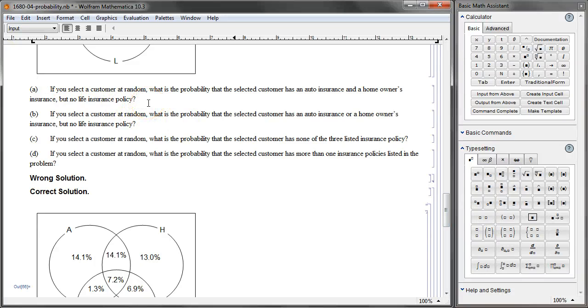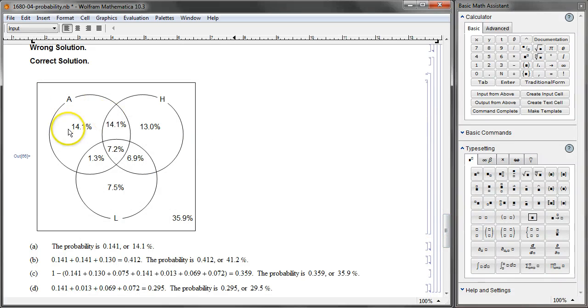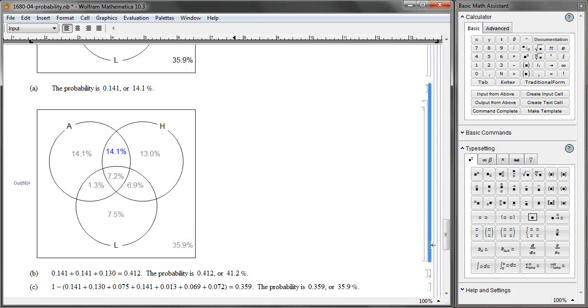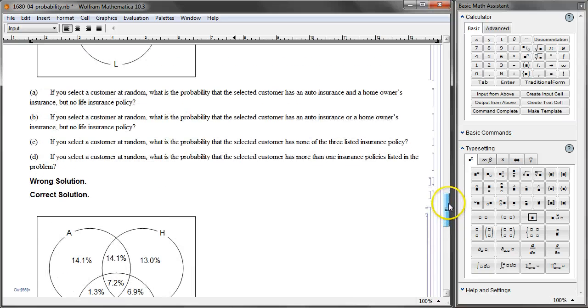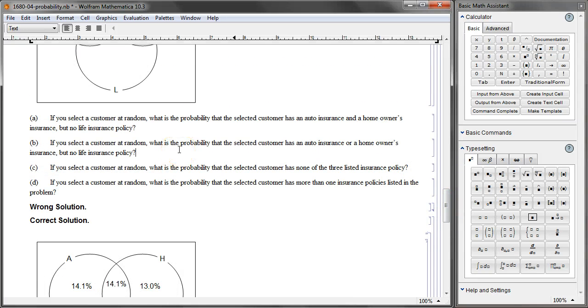If you select a customer at random, what's the probability that the selected customer has an auto insurance and homeowners insurance but no life insurance policy? Auto and home but no life insurance. Auto and home, so it should be where my mouse is. Auto and home. But no life, so outside L, we have this 14.1. Let's answer the second question, and I'll leave the rest of the problem to you.